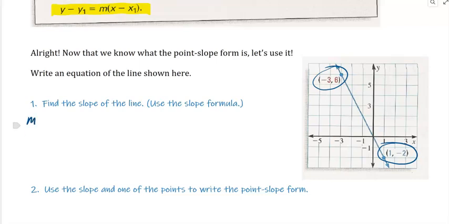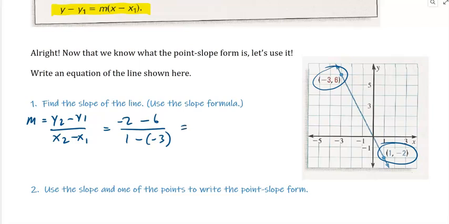So remember, slope is y2 minus y1 over x2 minus x1. All right, so y2 is -2 minus 6 over x2, which is 1, subtract -3, which is x1 there. Okay, there we are. So -2 minus 6, remember we are adding the opposite, so that is -2 plus -6, which makes -8.